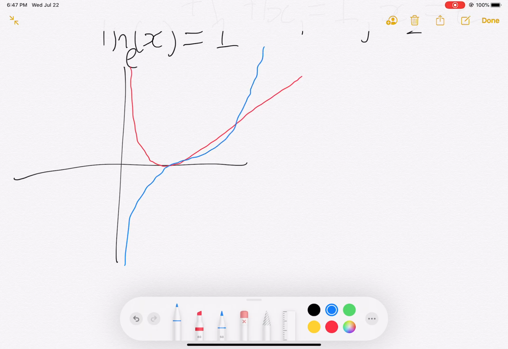Okay, that's good enough, right? They intersect here, and they intersect here. So this is 1, and this is e, right? I'll write in black. Okay, this is 1 and this is e.